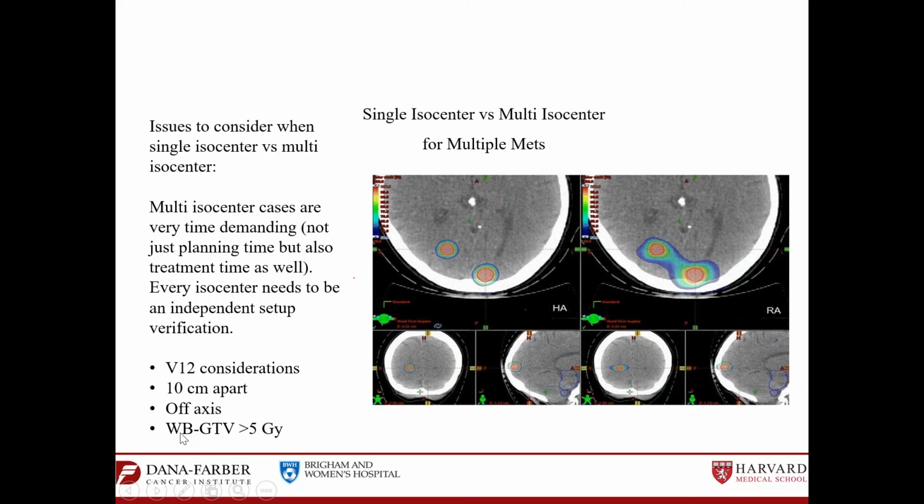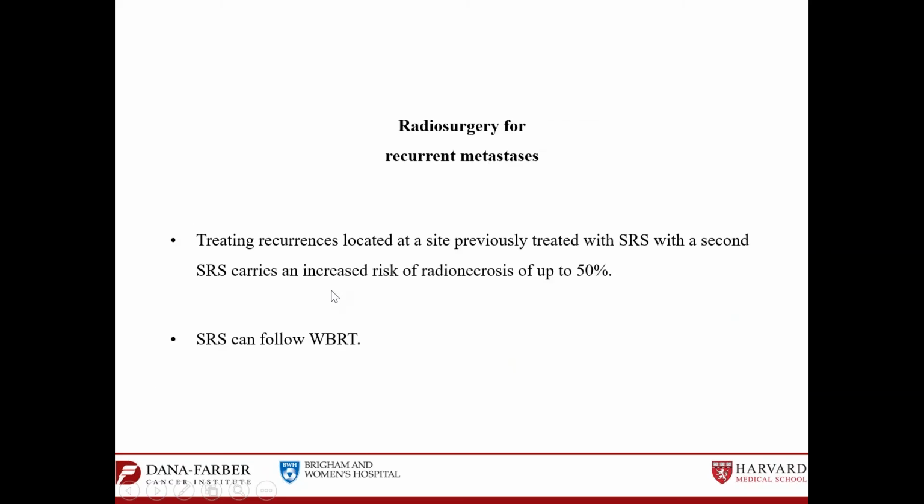And then if your whole brain normal tissue minus PTVs, which is the integral dose, is beyond 5 gray that we discussed earlier, then you have to treat the lesions not with a single isocenter, but like in two days. So it will be two different isocenters. I wish that the rough idea was delivered to you on this.